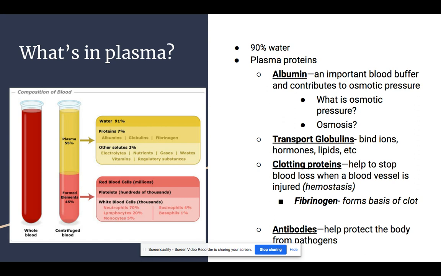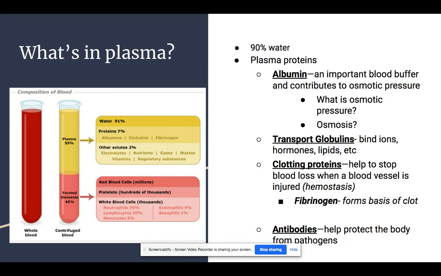So that's found within the plasma. And we're going to learn about this process called hemostasis, which is the formation of a blood clot later on, and it's going to begin with fibrinogen, which is, again, part of the plasma.